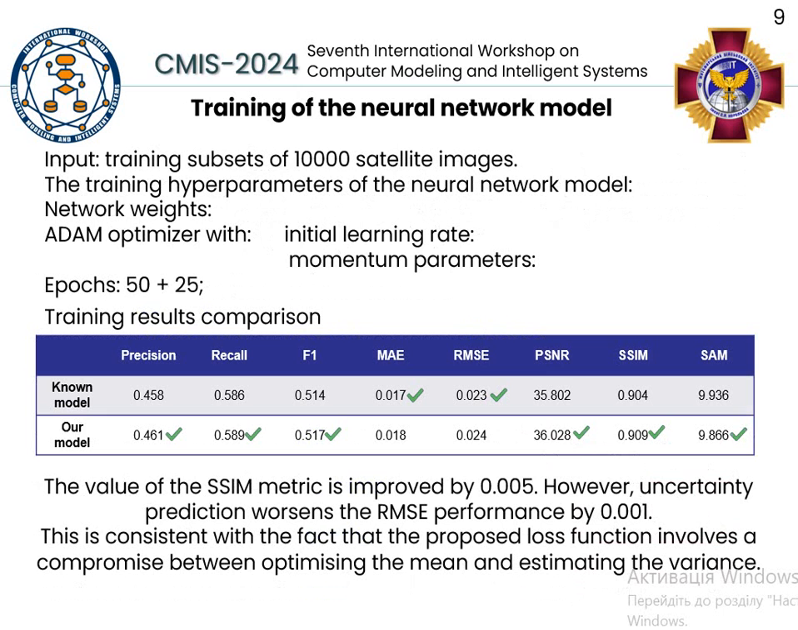The results show that our model is capable of reconstructing cloud-covered areas while preserving information from non-cloudy areas of the image. The proposed model improves image reconstruction by predicting uncertainty and outperforms the considered approach. Also, not all values of the metrics for testing and evaluation of our model were improved in comparison with a known model, but this is consistent with the fact that the proposed loss function involves a compromise between optimizing the mean and estimating the variance.